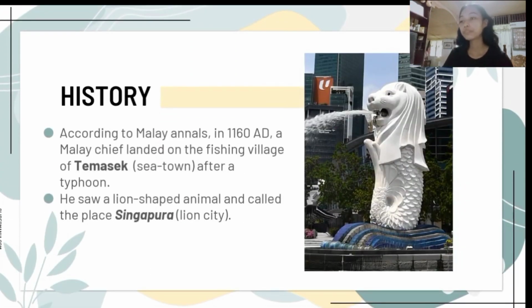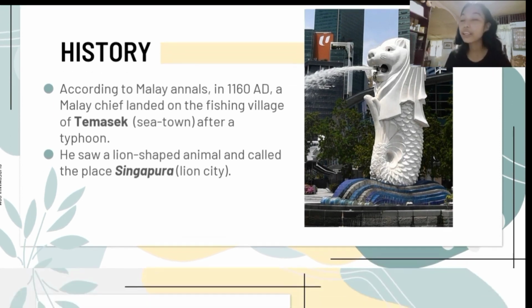History. According to the Malay Annals, in 1160 AD, a Malay chief landed in the fishing village of Temasek, or Sea Town, after a typhoon. He saw a lion-shaped animal and called the place Singapura, or Lion City, which is iconically a symbol of Singapore, the Merlion.